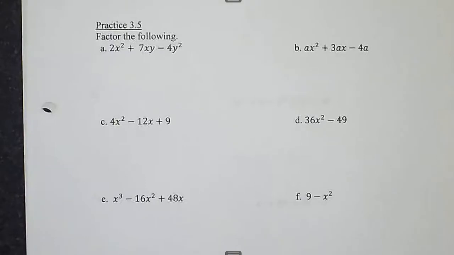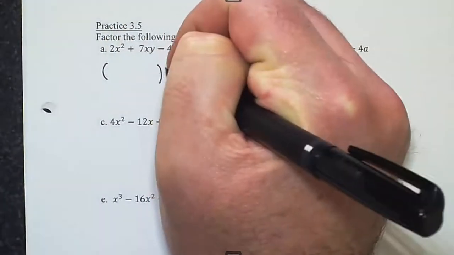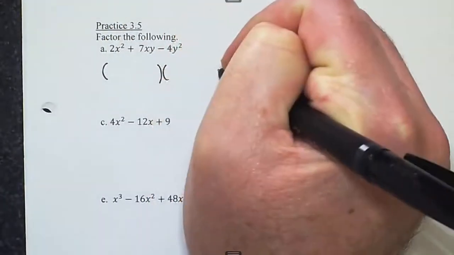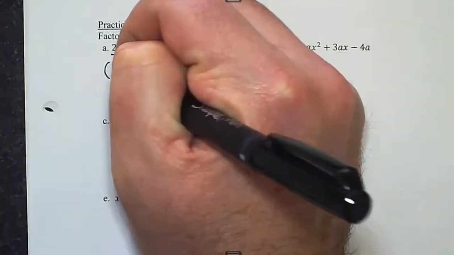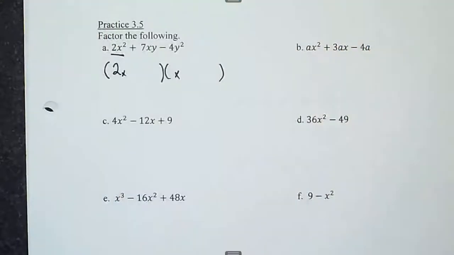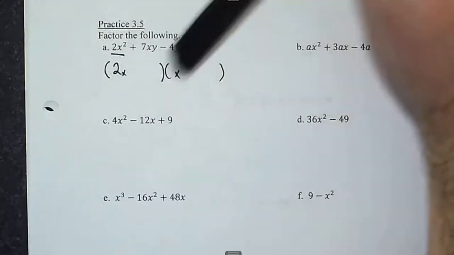All right, let's go over the answers to practice 3.5. All right, this one looks weird because it's got x's and y's, but if it's going to factor, it's going to follow the same rules. We know that what goes in the front of each parentheses has to multiply to 2x squared. So there's really only two choices, 2x and x, or x and 2x. So I'll just do a 2x and x.